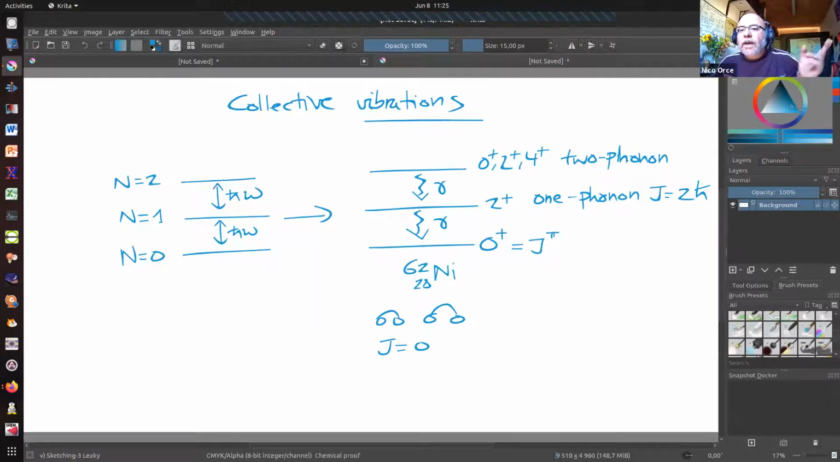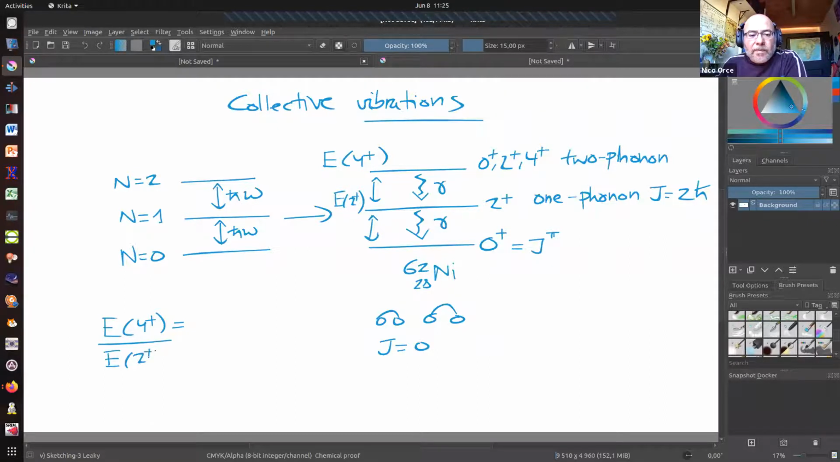These are 2 phonon, and again, as you can see, here we have the same kind of energy. So the characteristic of these vibrations is that the energy of the 4 plus, this one, and the energy of the 2 plus here. So basically the energy of the 4 plus divided by the energy of the 2 plus is going to be equal to 2, right?